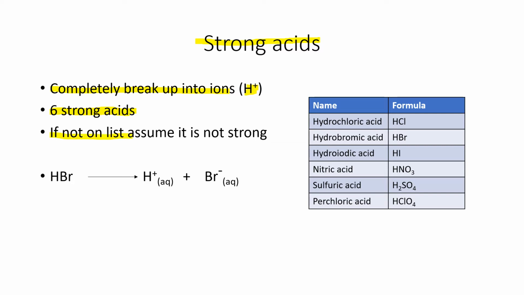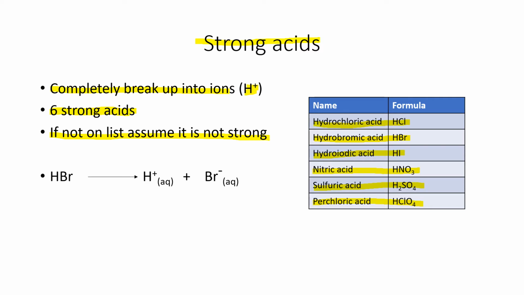So if it's not on this list, then you can assume it's not a strong acid, it'll be a weak acid. Your strong acids are going to be those on the list, and you're familiar with a lot of these. Hydrochloric acid is HCl, hydrobromic acid HBr, hydroiodic acid HI. You may be familiar with nitric acid HNO3, sulfuric acid H2SO4, perchloric acid HClO4. These strong acids are strong electrolytes.